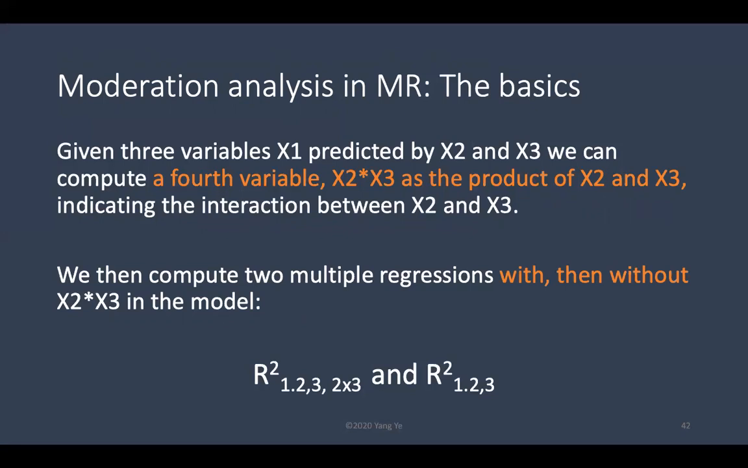And then we'll compute two multiple regressions, first with the interaction in the model, and then without the interaction term in the model. So now you have two R squares. One is R squared with x1 regressed on three variables: x2, x3, and the product of x2 and x3. And then you have a regression model without interaction, so you only have x1 regressed on x2 and x3, but without the product term. So you have two predictors, and in the one with interaction, you have three predictors.